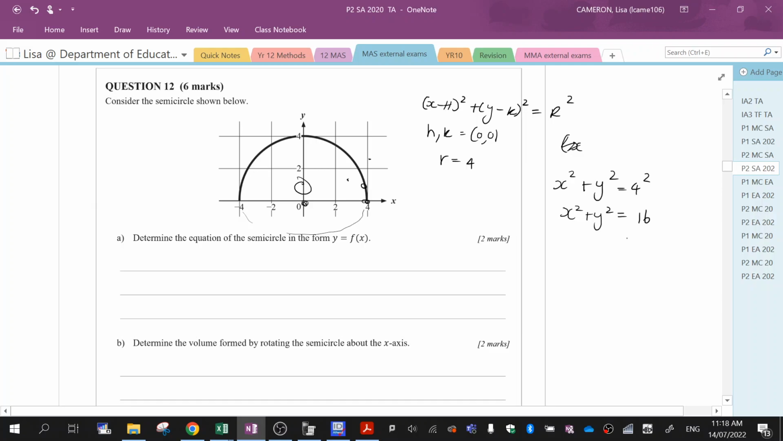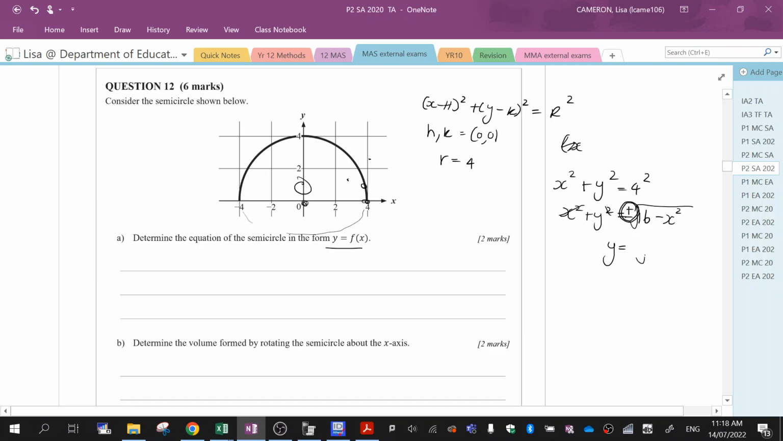Now, the next thing I'm going to do is rearrange this into the form that it wants. So y equals. If I take this one to the other side, minus x squared, that's what I'm left with. And then I'll take the square root across by square rooting both sides, which will give me the plus minus. So that is why it turns into a circle.